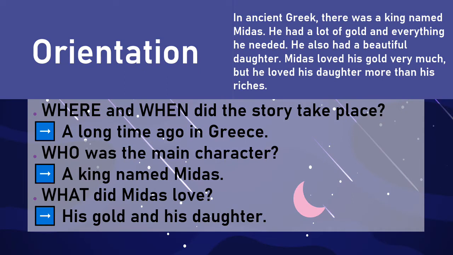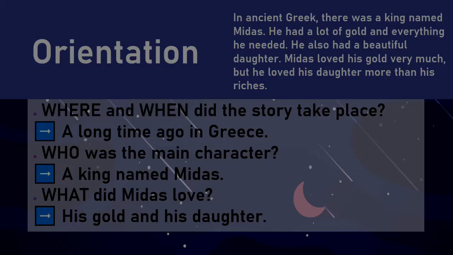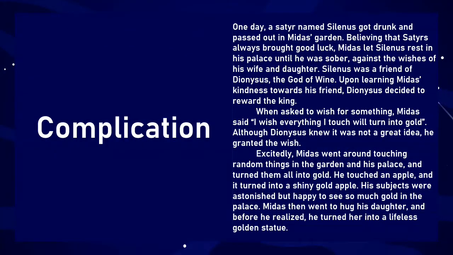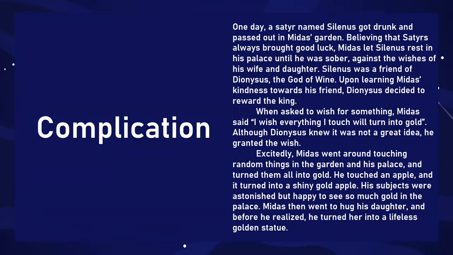Where and when did the story take place? Who is the main character? And what did Midas love? Next, the complication starts from paragraph 2 until paragraph 4, because the problem started after Midas found Silenus passed out in his garden. He let Silenus rest in his palace since he believed that satyrs always brought good luck.